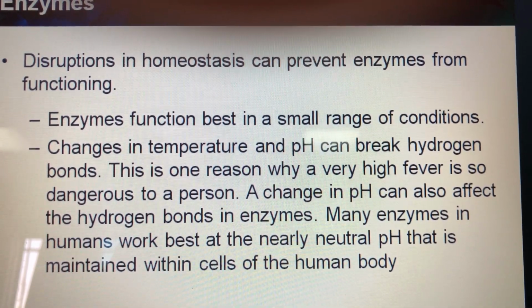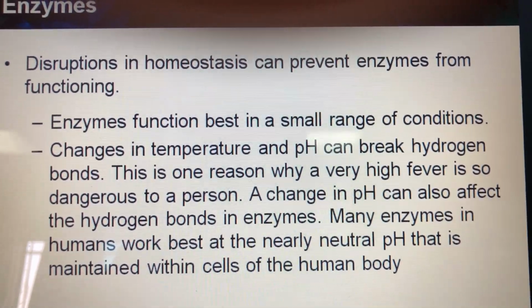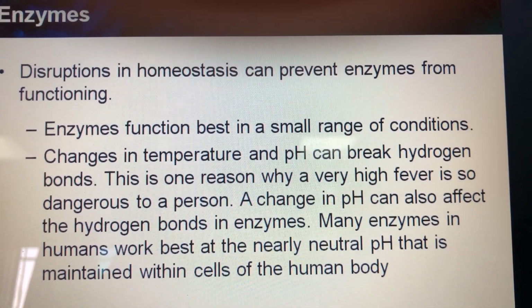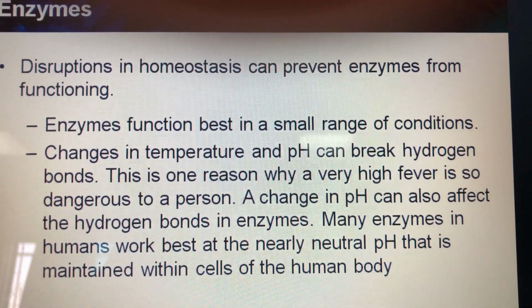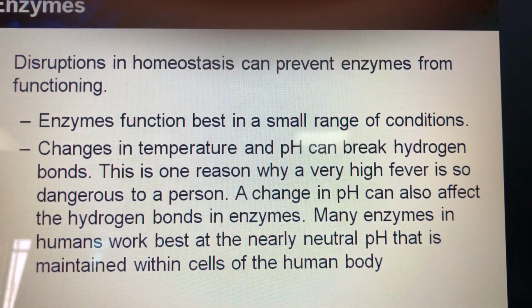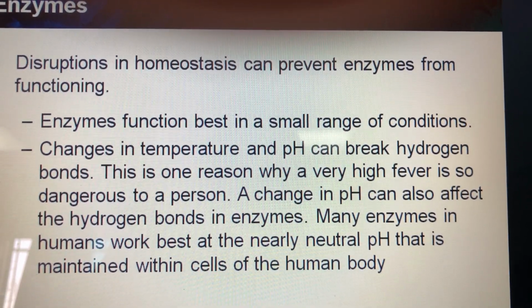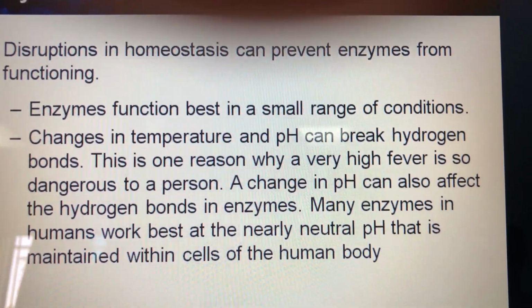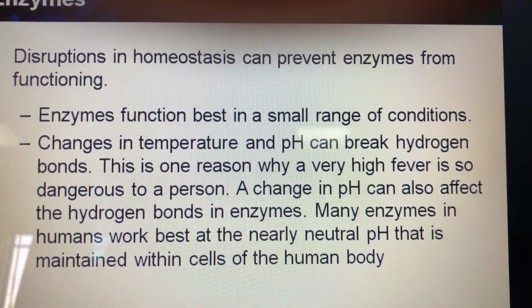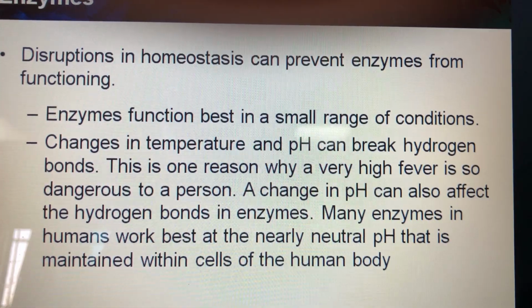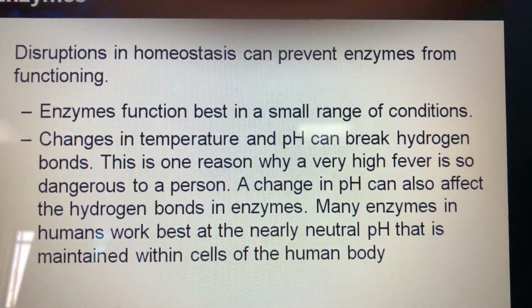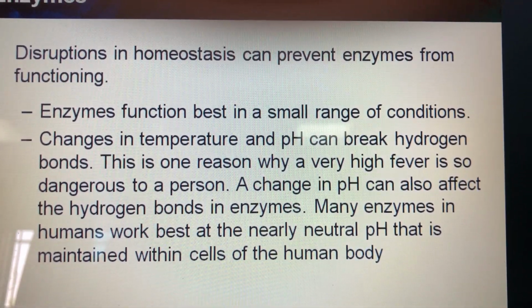As we learned before, enzymes are proteins. Well, proteins have folded structure. If there is any change in temperature or pH, the folded structure will be changed because the hydrogen bonds will break down. Okay? So this is one reason why a very high fever is so dangerous to a person.